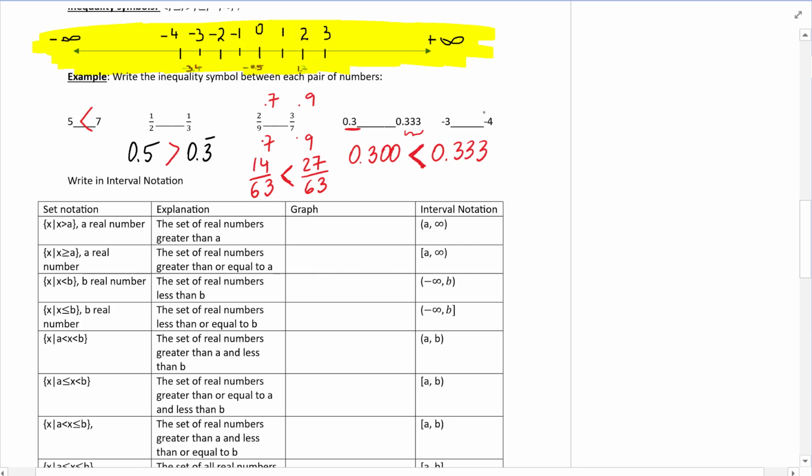And then the last problem, -3, compare it with -4. Well, the negative numbers, as they are closer to the origin, they are larger than the ones that are further away. So -3 is greater than -4. And you can think 3 is less than 4. So if I multiply by a -1, I get -3 and -4, and we have to switch the sign.